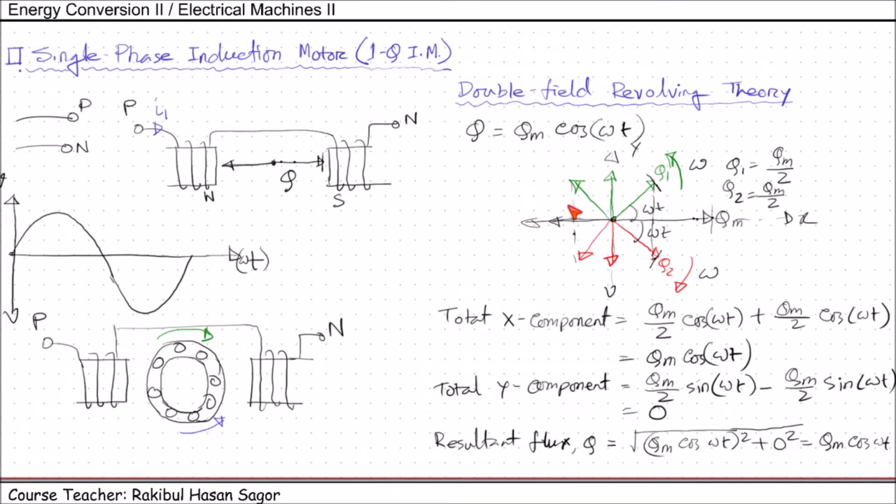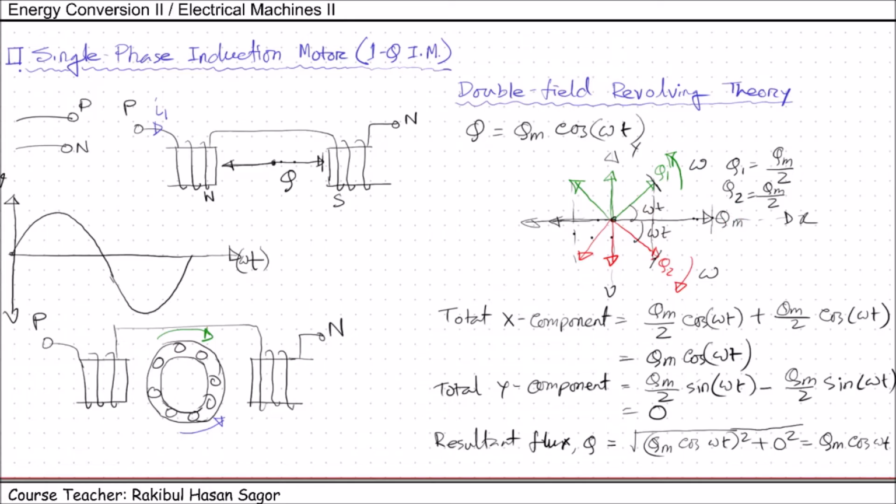When they cross the lines, then it will start reducing. When the green color comes here and the red color goes there, they will be opposite to each other. Eventually, the value will be 0. So we can say this pulsating phi can be represented by two rotating magnetic fields which are rotating in the opposite direction, having half of the magnitude of phi m.